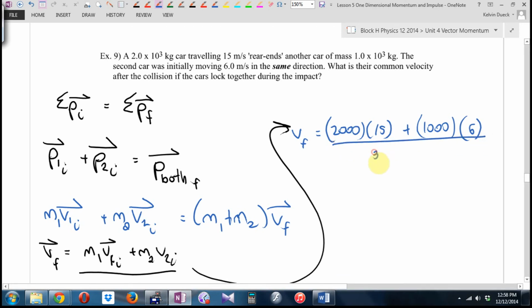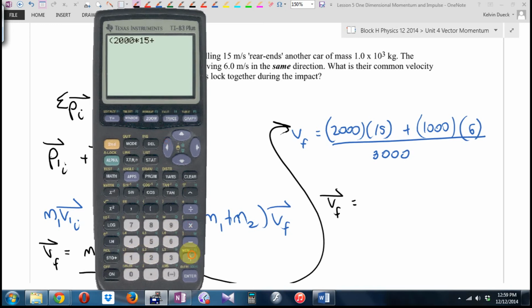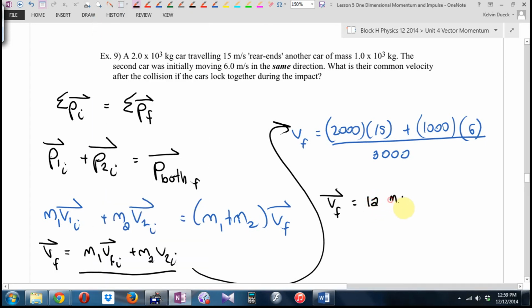Can I add mass 1 and mass 2 in my head? 2,000 plus 1,000 is 3,000 without losing you guys? Okay. How fast will the wreckage move off together? Bracket 2,000 times 15 plus 1,000 times 6. Probably could have done this in my head now that I think about it. 12? Okay.